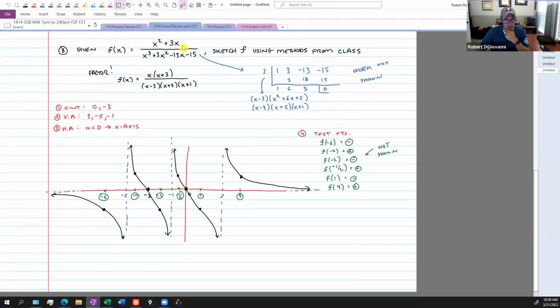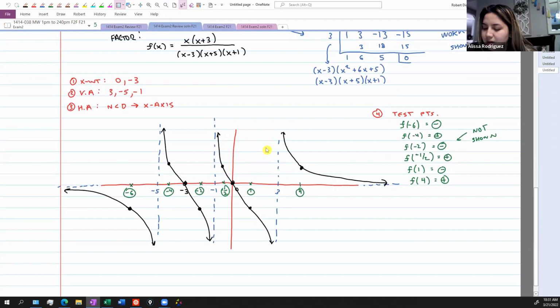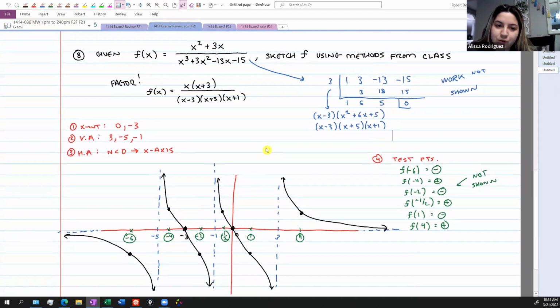All right. I used -1, and it worked unless I did my math wrong. But I got x for the numerator, x times x plus 3, and then my denominator was x plus 1, x minus 5, and then x plus 3. Okay. Check your synthetic division. Did you have in the box 1, 3, -13, -15? Yes, sir. And I used -1. Yeah, -1 should have worked.